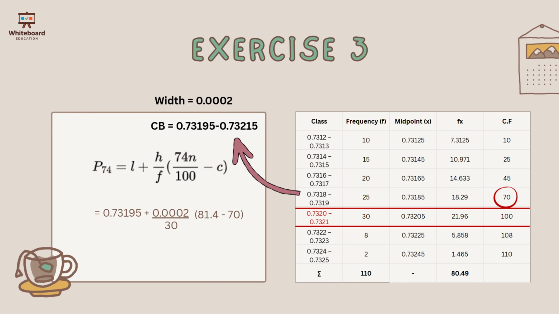We simply put in the required values in the 74th percentile formula. For that we find the class boundary of that class, the width, the frequency, the location of the observation as we know, and its previous cumulative frequency. And boom, we get the answer 0.732026. Note, we can simply write the answer up to 4 decimal places.